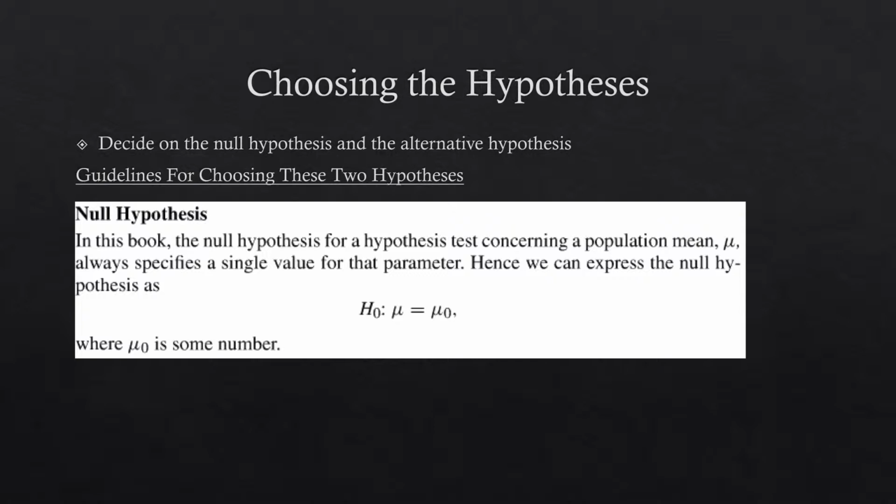So, we have some guidelines for choosing these two hypotheses. A null hypothesis. In this book, the null hypothesis for a test concerning a population mean always specifies a single value for that parameter. Hence, we always express the null like so, where mu sub 0 is some number. Always going to express the null like this with this particular book, okay? It can change from book to book, but for this one, we're going to express it like this.